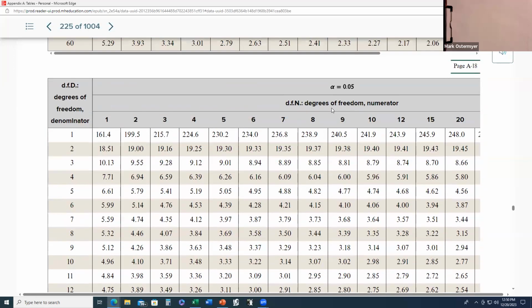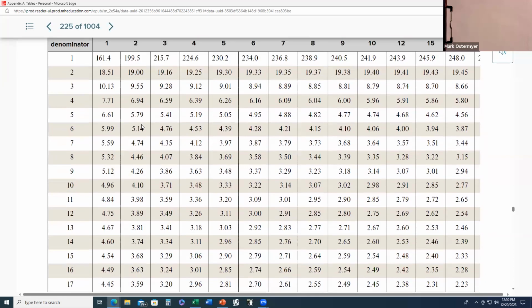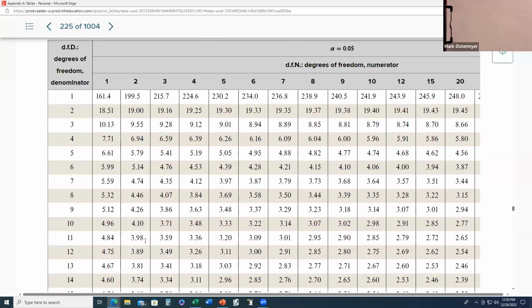So how many denominator degrees of freedom do we have? We got 12 minus 3 or 9. And we have 3 minus 1 or 2 numerator degrees of freedom. So 2 numerator degrees of freedom and 9 denominator degrees of freedom. Our critical value is 4.26. That's not our test statistic. That's your critical F value.